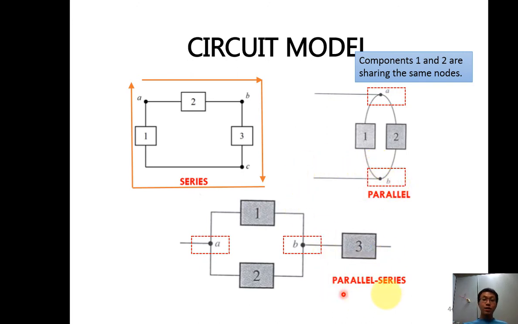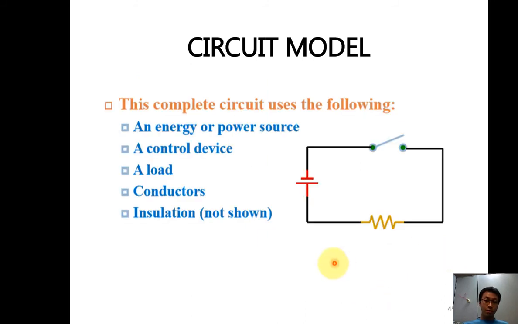For example, this one is parallel and series. We have a parallel connected with a series. So 1 and 2 are connected at the same terminal, but this other terminal is connected to the other side. So we have a parallel and series. A complete circuit uses the following: an energy or power source, this is the energy power source; a control device; a load, this one; and conductors, this one. Conductors are wires like this. Insulation not shown.